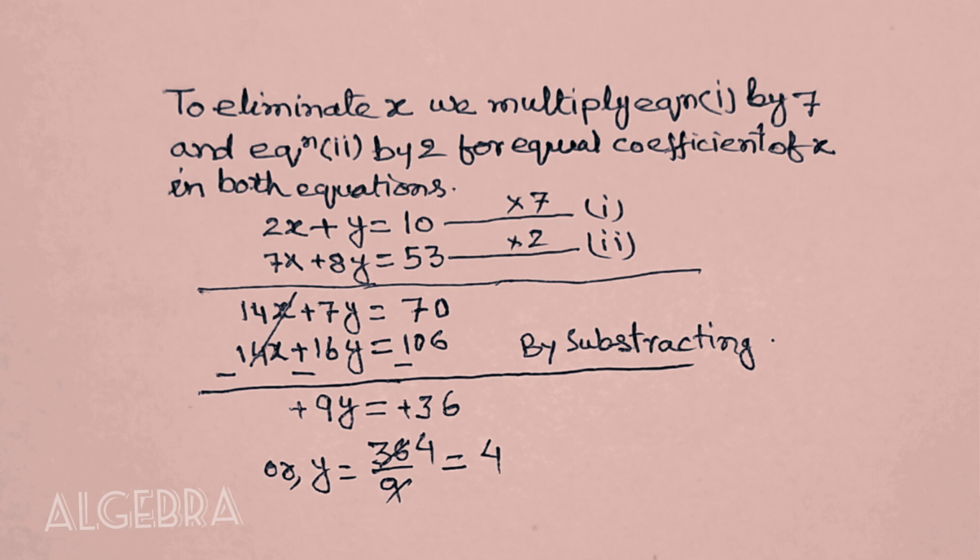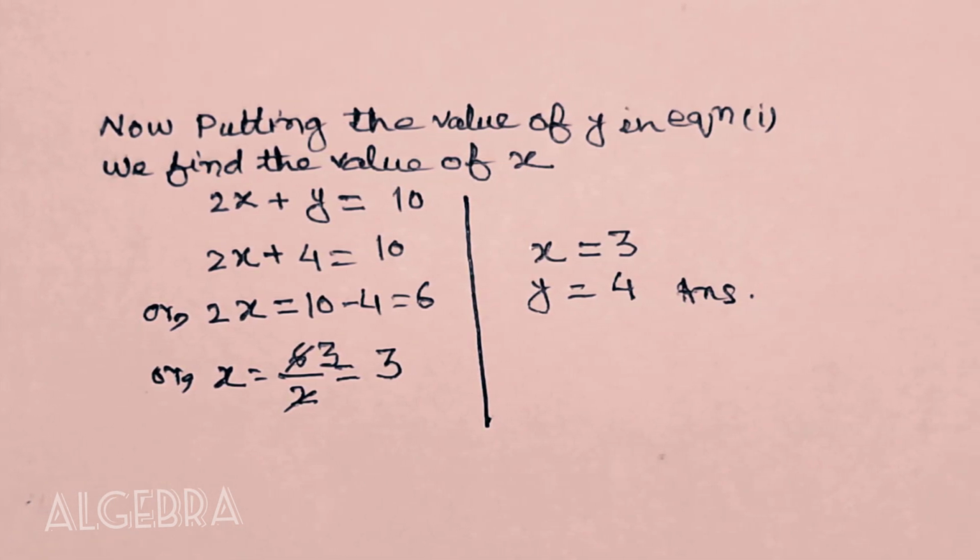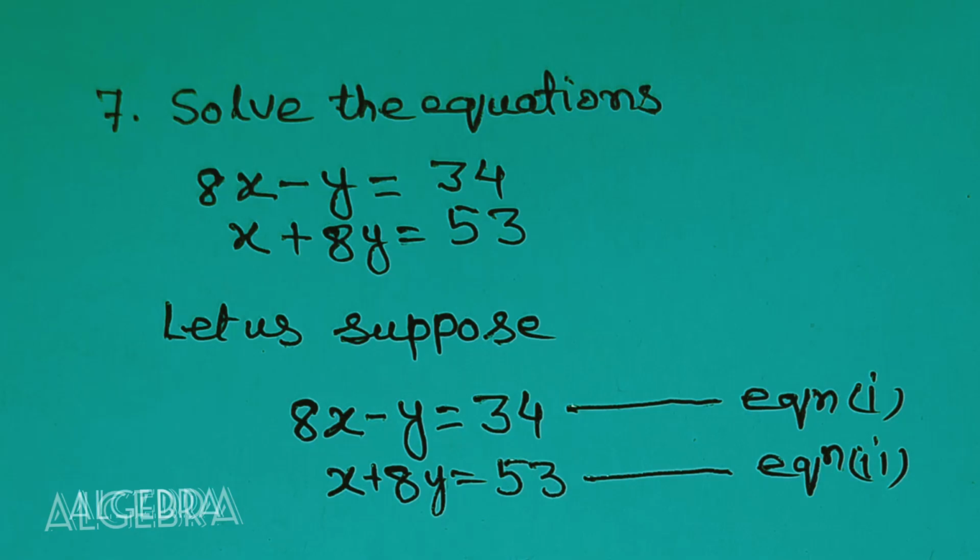By subtracting, minus 9y is equal to minus 36, or y is equal to 36 by 9 is equal to 4. Now putting the value of y in equation 1, we find the value of x. 2x plus y is equal to 10. 2x plus 4 is equal to 10, or 2x is equal to 10 minus 4 is equal to 6. Or x is equal to 6 by 2 is equal to 3. So x is equal to 3 and y is equal to 4. Answer.